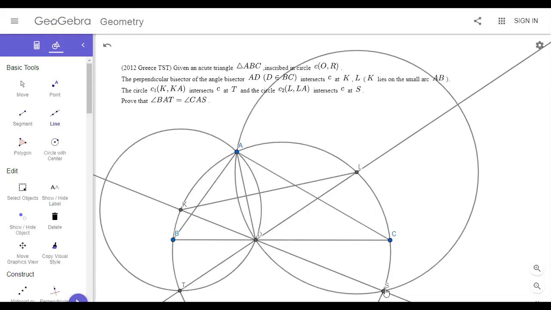Yeah, why is it the same thing as proving the other one? If we show TAD is equal to SAD, those are each half of TKD and SLD, right? Why are they half? Because angle TAD, if you look at this circle, K is the center of the circle, right? K is the center, yeah. So TAD is half of TKD.